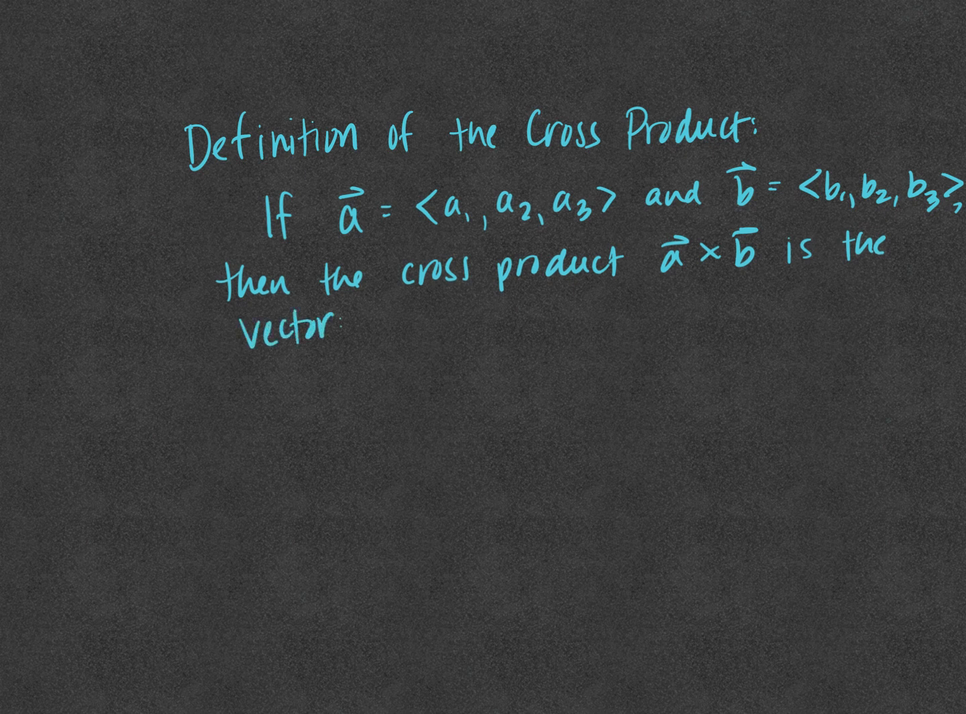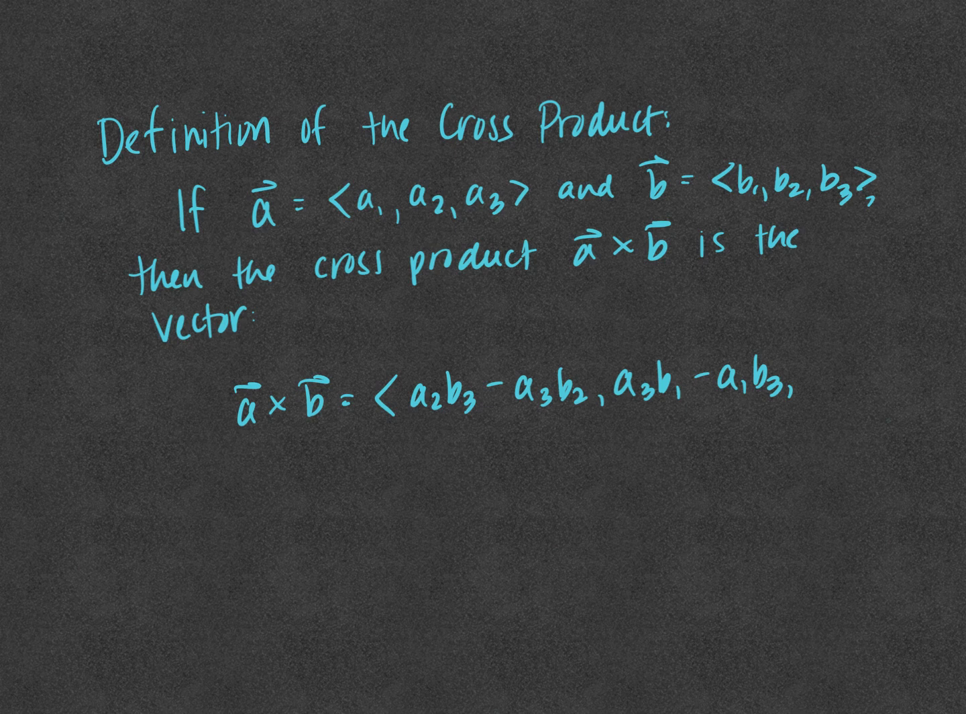Now it's defined to be A cross B equals the vector A2, B3 minus A3, B2, A3, B1 minus A1, B3, and let's move this over a little, A1, B2 minus A2, B1. I would not memorize this. It comes from the determinant.